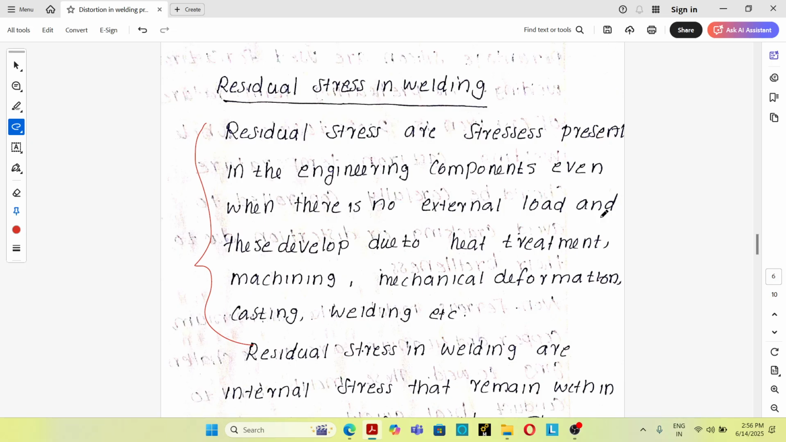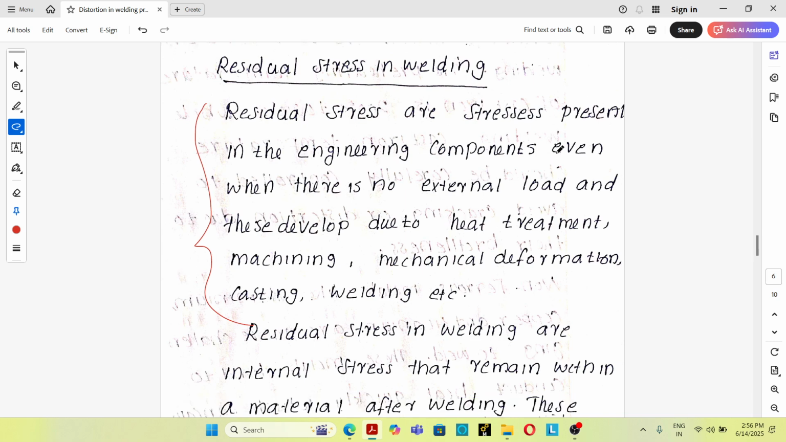There is no external load acting over the engineering component, even though there is a stress in that component or a workpiece or anything. That stress is known as residual stress. They develop due to heat treatment, machining, mechanical deformation, casting, welding. After these processes, there will be a residual stress.